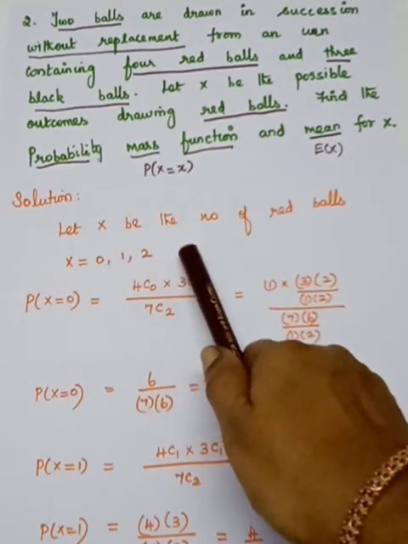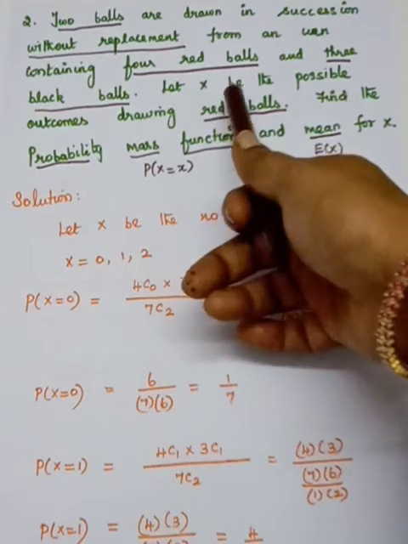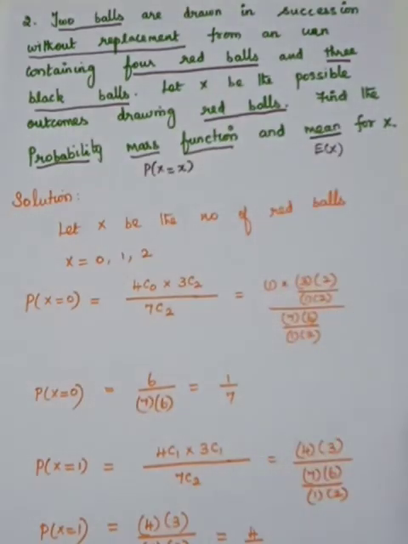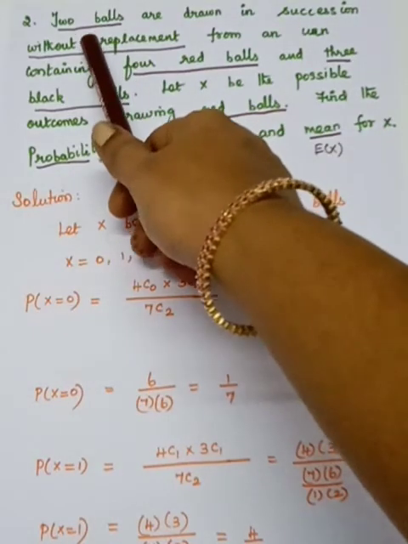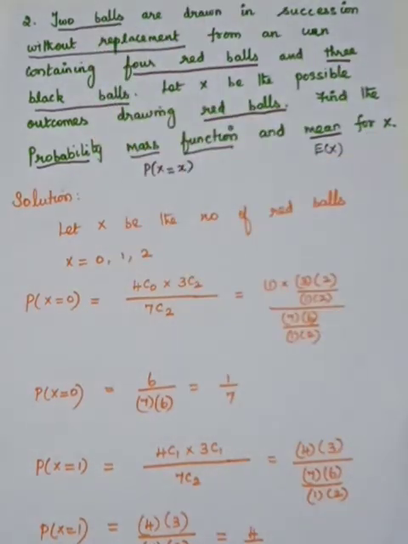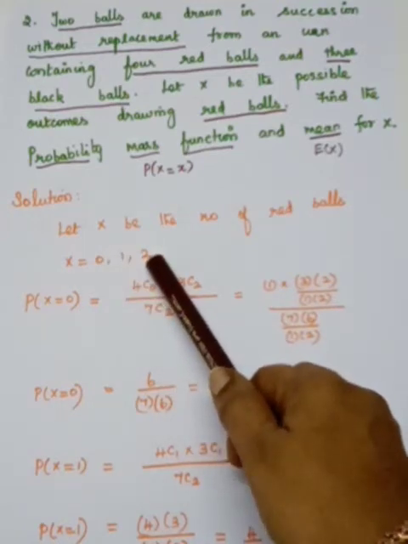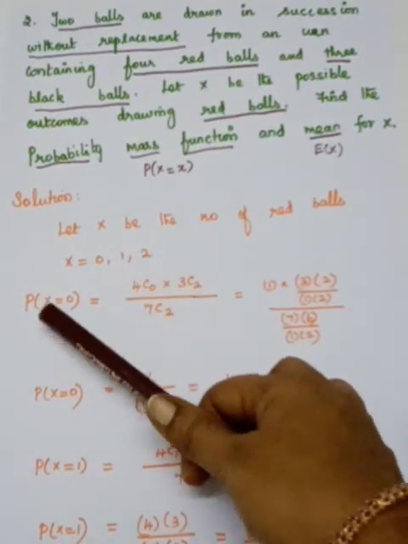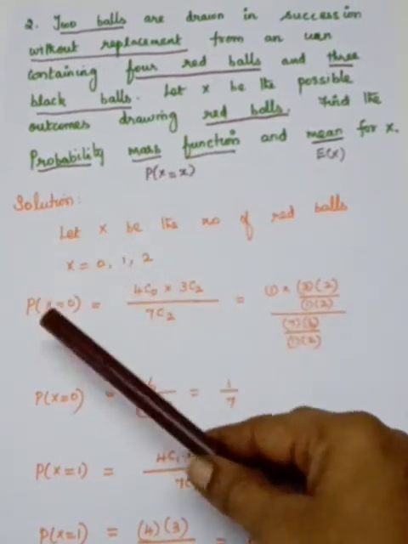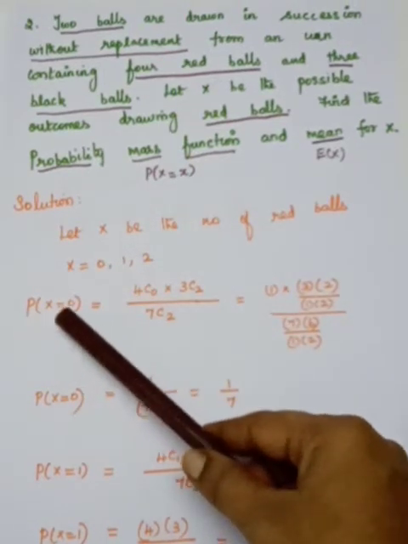Can you have x equal to 3? Because 4 red balls are there. x equal to 3 means 3 red balls we have to draw. But we are taking only 2 balls from the urn. So therefore x values are 0, 1, 2. Okay. We have to find the probability mass function. So for that we have to go for P of x equal to 0.